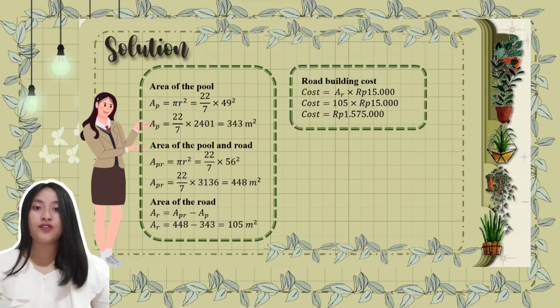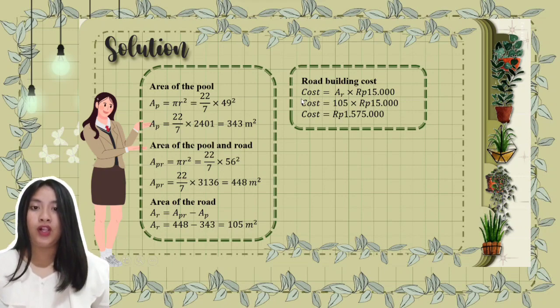So the total cost to build the road is the area of the road times 15,000 rupiah. So the total cost to build the road equals 105 times 15,000 rupiah, which equals 1,575,000 rupiah.